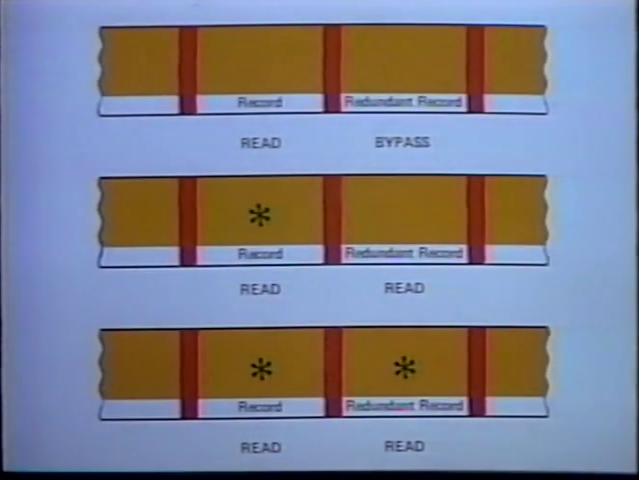For example, at the top, the redundant record can be bypassed because the first record has been read satisfactorily. In the second row, an error in the first record means that the redundant one must be read instead. However, in the third example, errors in both copies of the record mean that it cannot be read at all.